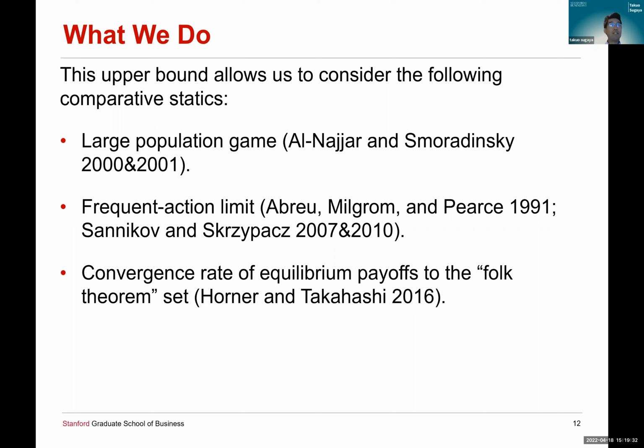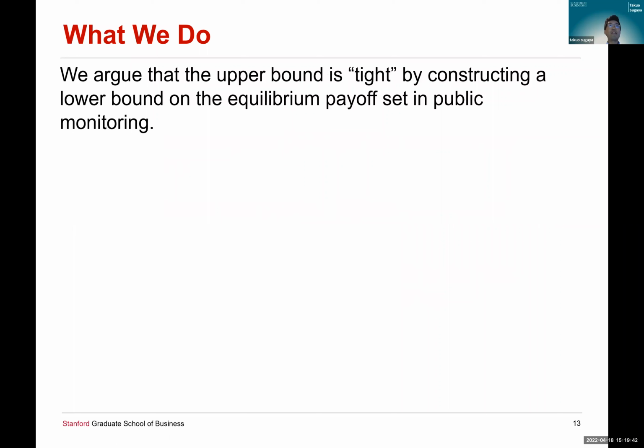Hopefully these applications are useful to see how our upper bound can be used. The last exercise that we do is we argue that this upper bound is not exactly tight, but tight in some sense, by constructing a lower bound on the equilibrium payoff set if we assume that the monitoring is public. If the monitoring is public, we know how to construct a PPE relying on APS, so we know that this is a lower bound of the equilibrium payoff set. We have an upper bound of the equilibrium payoff set, and we argue that this difference is small. What exactly do we mean by small and tight? I'm going to define it later.